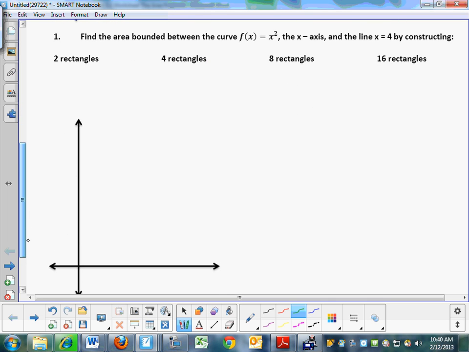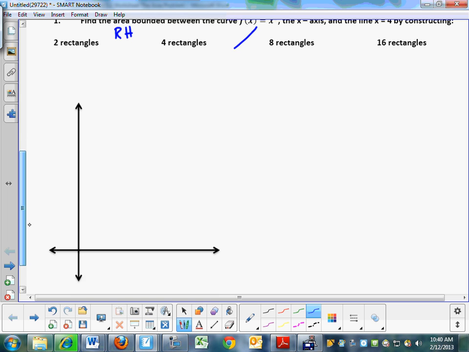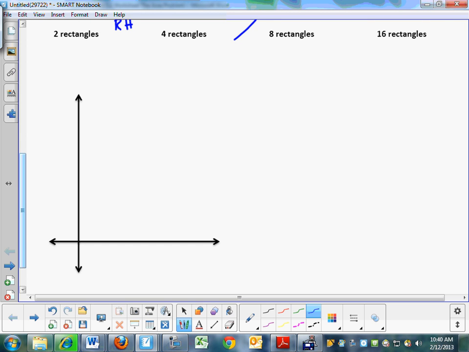So let's do this. Find the area bounded between the curve f of x equals x squared, the x-axis, and the line x equals 4 by constructing two rectangles and 4. We're not going to do 8 or 16 today. I'm going to show you how to do those using your calculator a little bit, okay? So, we're going to do 2 rectangles and 4, and we are going to do right-hand rectangles in both scenarios. So I'm going to draw the function y equals x squared. I start here.